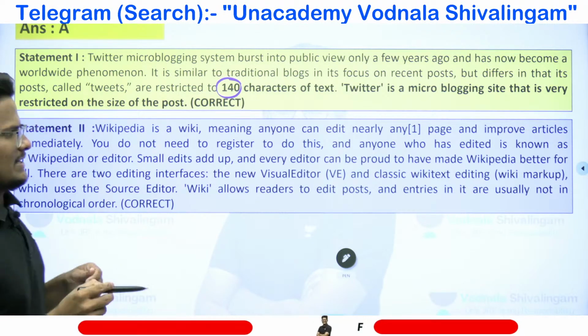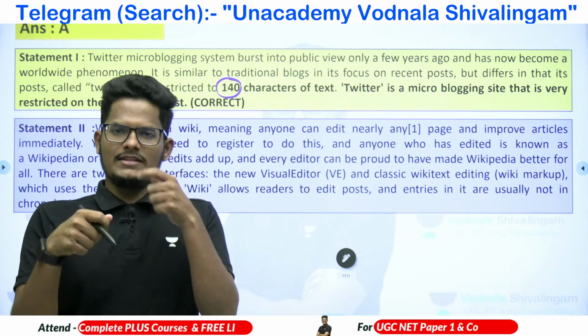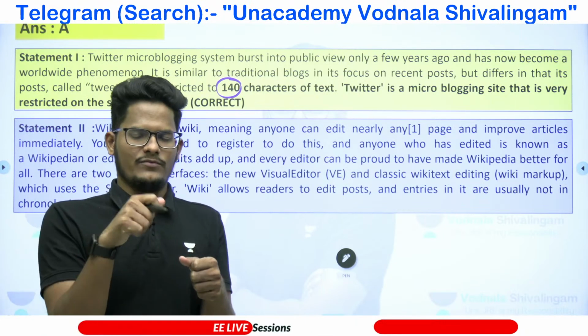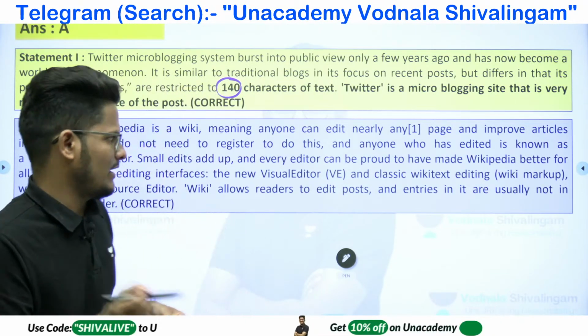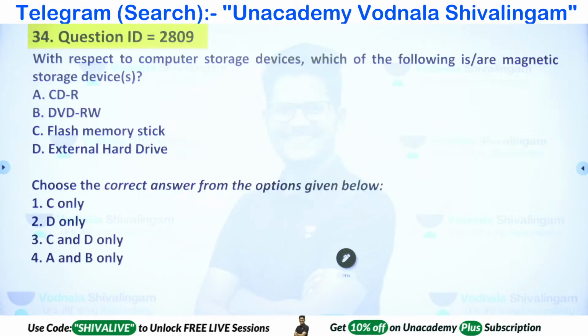And Wikipedia is a website which allows the readers to edit the post. If any misinformation is there, you can correct it by having the edit option. Next.